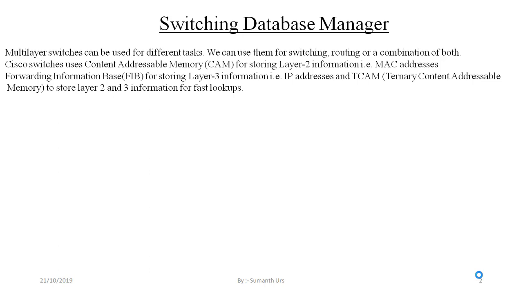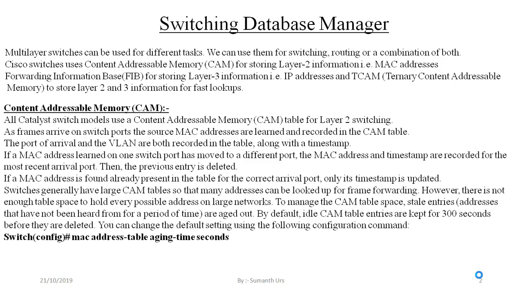Cisco switches use content addressable memory for storing layer 2 information, that is MAC addresses, forwarding information base for storing layer 3 information, that is IP addresses, and TCAM, ternary content addressable memory, to store layer 2 and layer 3 information for fast lookups. So what is content addressable memory?